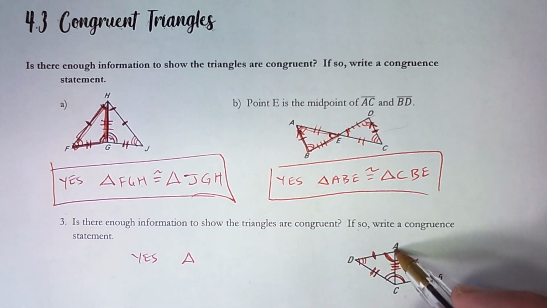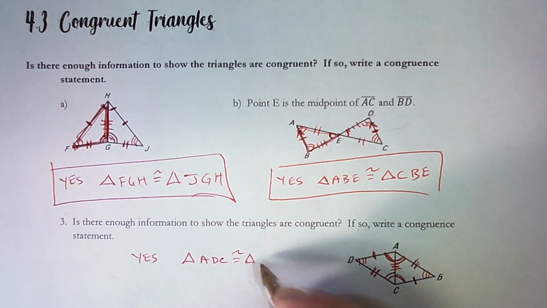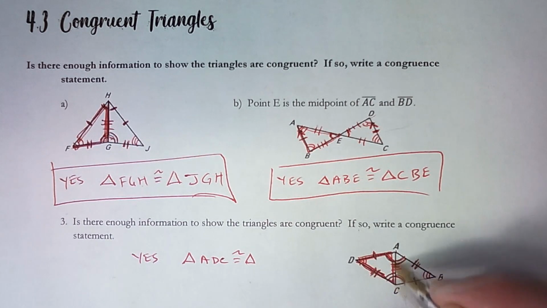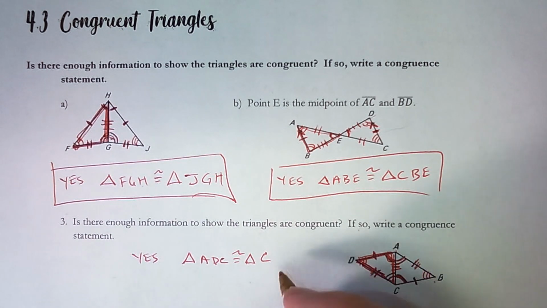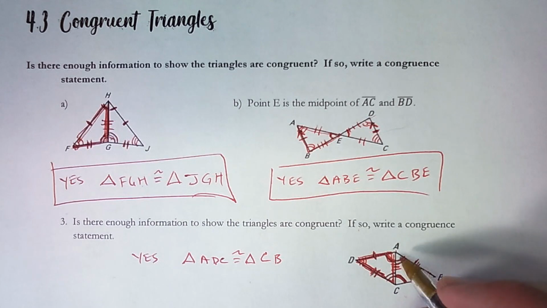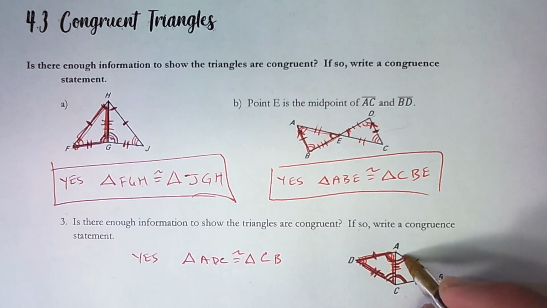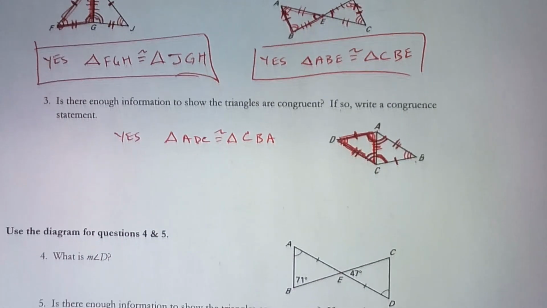So triangle, and I'll call this one ADC, is congruent to triangle. Now on this triangle, this angle A has one arc. That matches with this over here, one arc, so that's a C first. Then D is congruent to B. And then in this triangle over here, this angle C has two arcs, so does this angle A, so I'll finish with A.